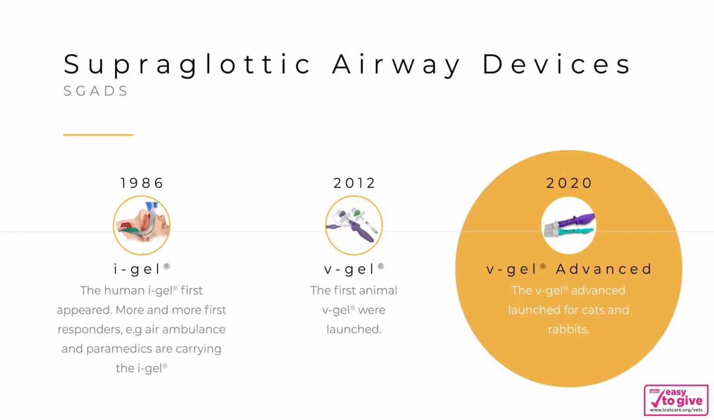The human i-gel first appeared in 1986 and with a few minor changes has been used ever since. These devices are used in hospitals around the world, and all first responders such as paramedics and air ambulances are likely to have an i-gel on board. The first animal-specific devices were introduced in 2012, with the V-gel for rabbits and cats being available for the veterinary market. These devices have recently been slightly redesigned and in 2020 were relaunched as the V-gel Advanced.